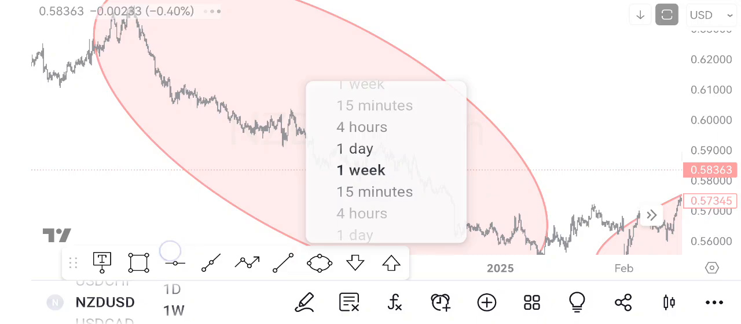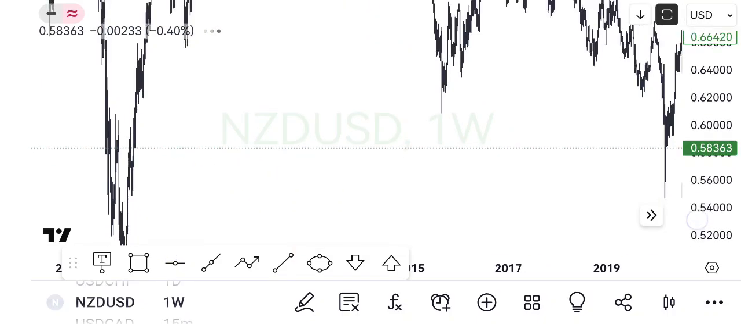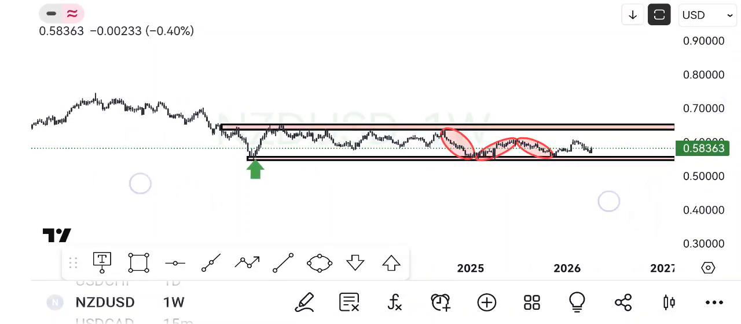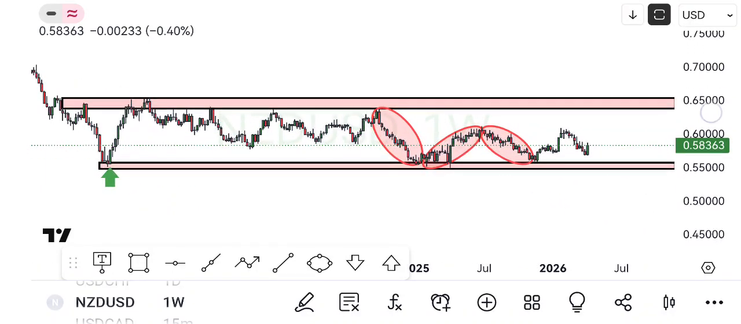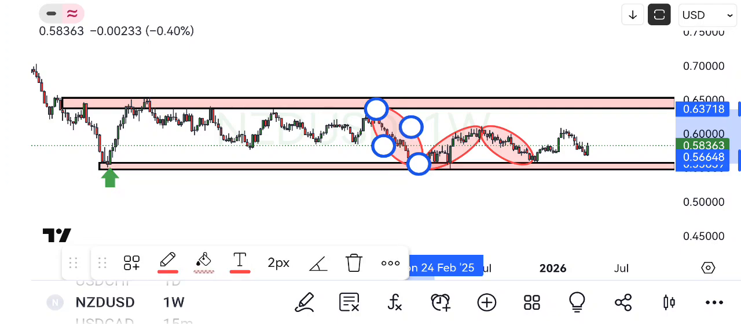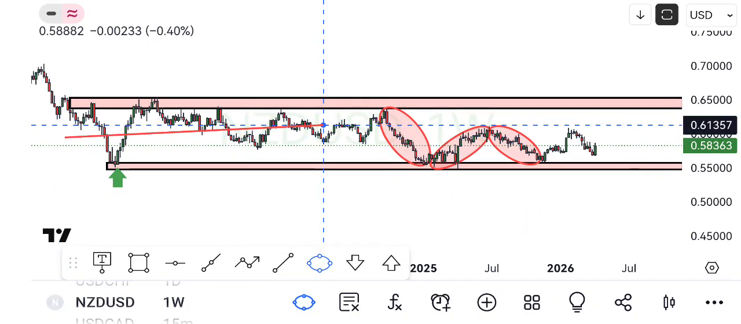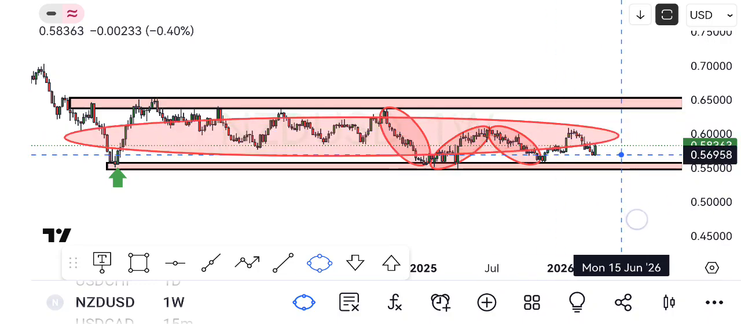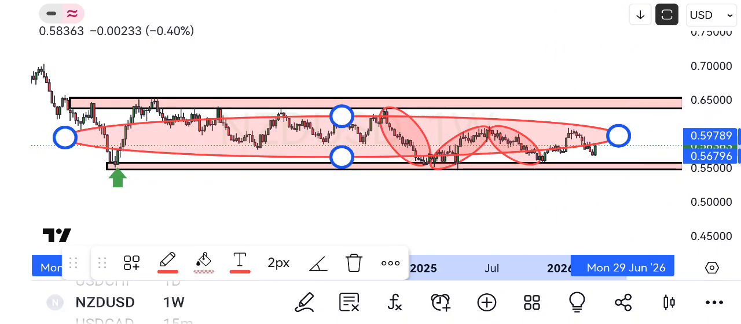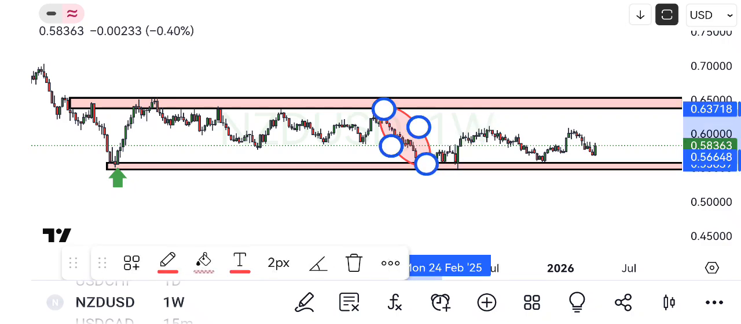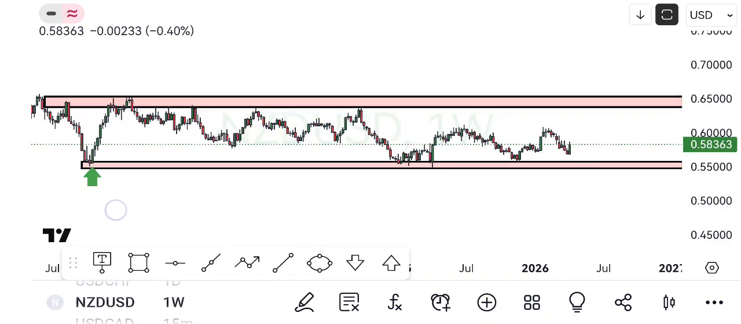But when you go to the weekly time frame, it's simply a small push down inside a big range, right? It's just a small push down inside a big ranging market. So having this in mind, let's go down to the lower time frames and try to see what is happening.